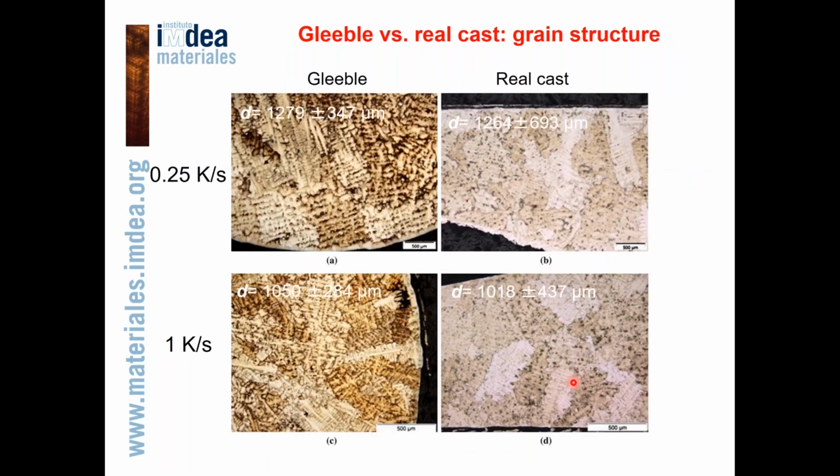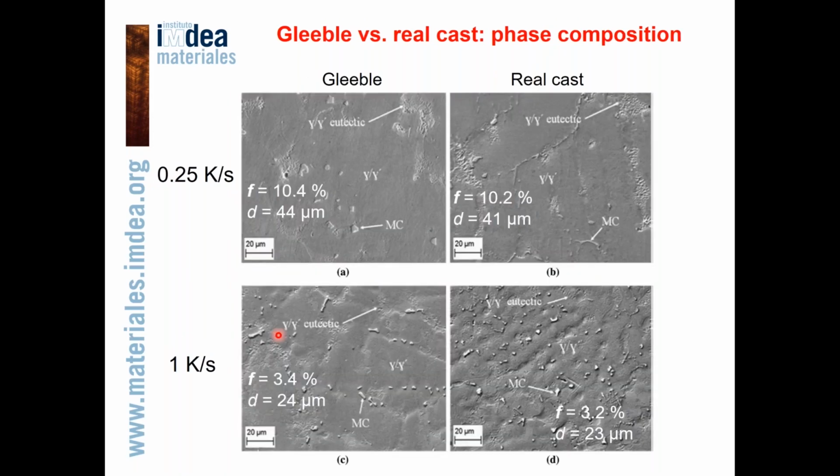Now let's have a look at the grain structure of the samples. We can see that physical simulation can reproduce well the grain structure. The average grain size values in Gleeble samples and in the real nozzle guide vane are very close, and they decrease with increasing cooling rate. Now let's compare the phase composition of the samples.